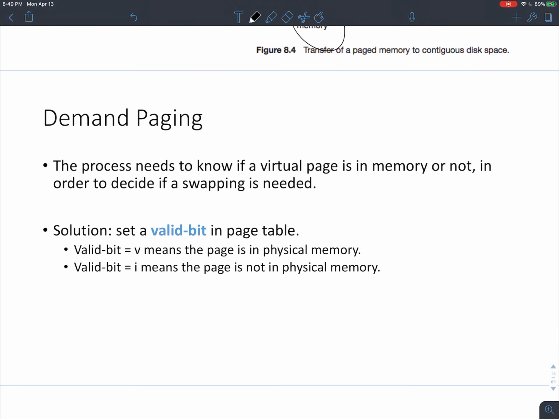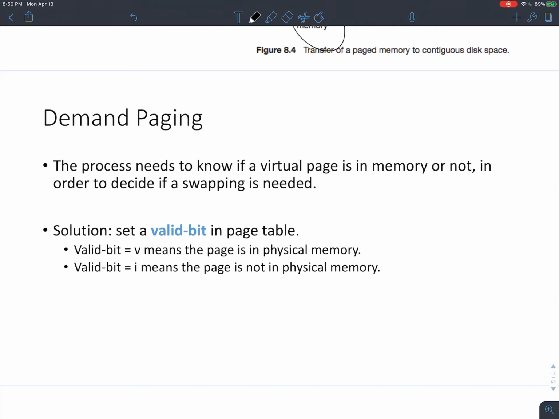So this is where the swapping happens, or the page fault happens. But the operating system needs to know if a virtual page is loaded into memory or not. This is done by setting a valid bit in the page table of the process.